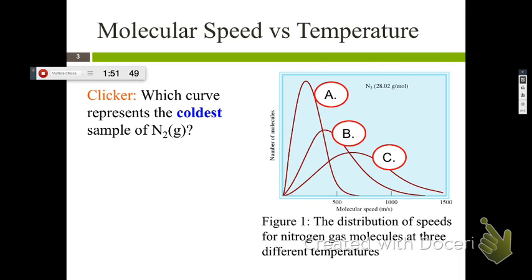All right. Can I hear about your discussion? Can I hear from Kiana? What did you guys discuss? Which one of these do you think might be the coldest sample of nitrogen? We had these three samples, and why? Okay, so molecules are warmer, they move faster, so why would that mean that C is the answer?